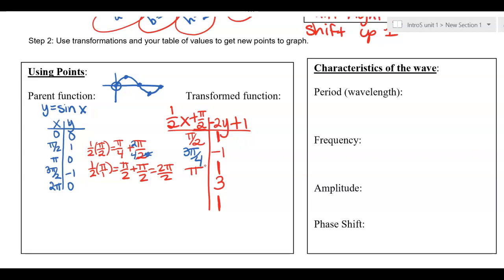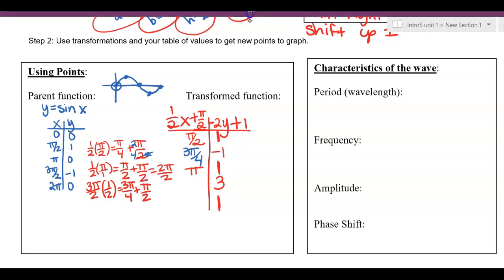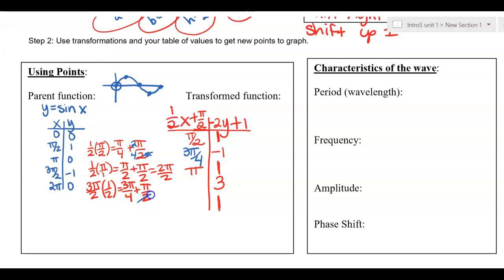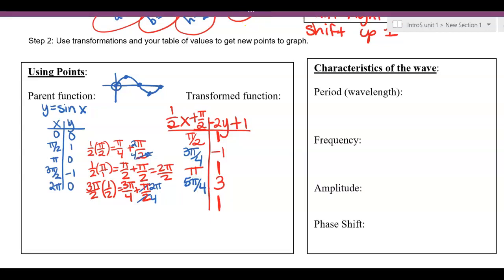It happens sometimes, okay? All right, then we have 3 pi over 2. We're going to times that by a half. So that's going to give us 3 pi over 4. And then we have to add pi over 2 to it. And again, here you'll have to make a common denominator, which again would be 4. So this will be like 3 pi over 4 plus 2 pi over 4, which ends up making 5 pi over 4. And then lastly, we have 2 pi.